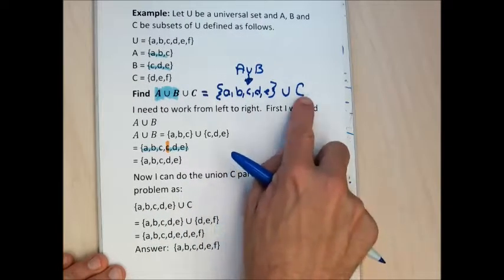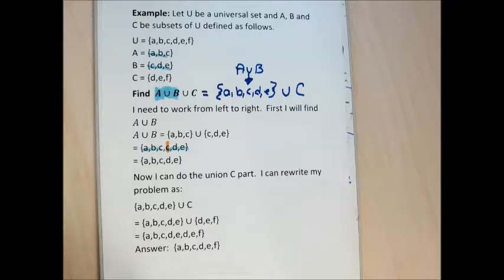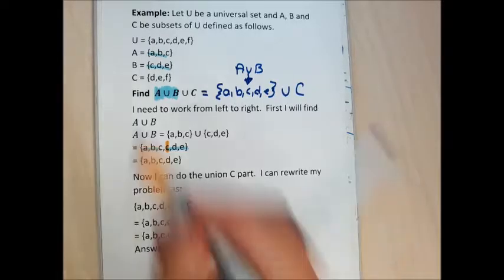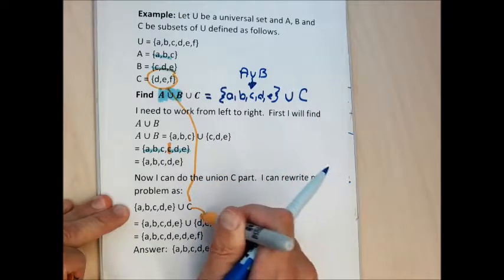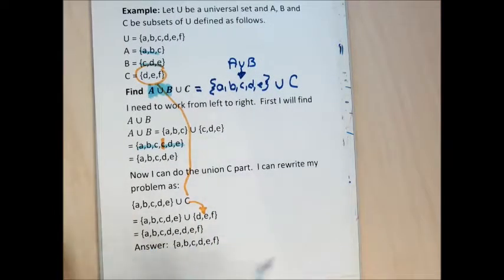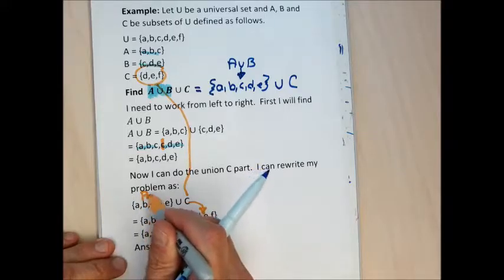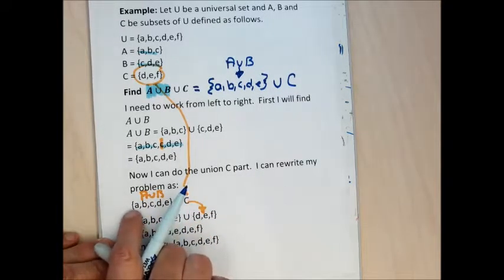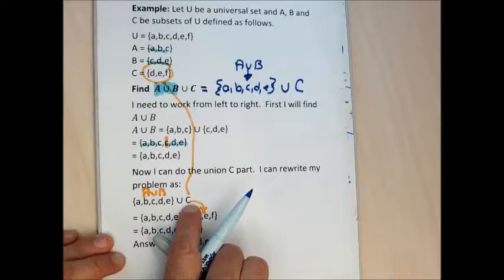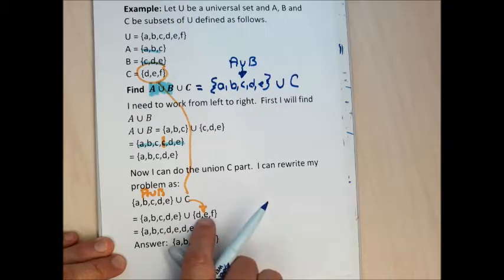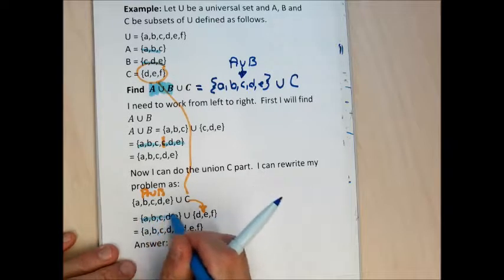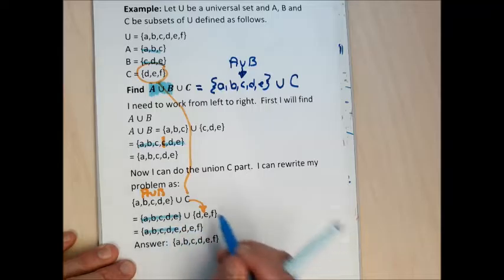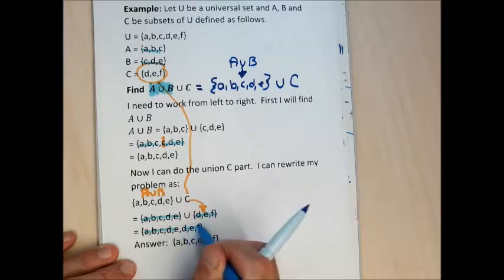And how do I do the union C part? Well, I just simply take the C and write down what it's equal to. This C is equal to D, E, and F. And so I'm taking the set that's equal to A union B, which is a set that has the letters A, B, C, D, and E. I'm going to union that with the set that contains C, which is a set that has D, E, and F. And how do I union? Simple. I take all the elements in the first set, write them down. All the elements in the second set, write them down.